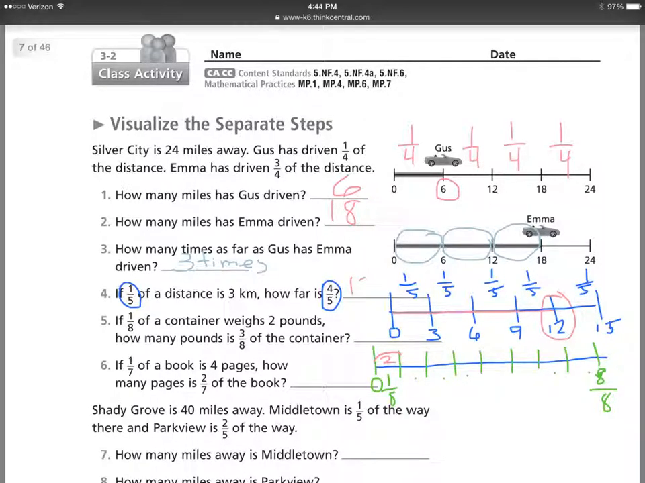Therefore, 3/8 would be 2 pounds plus 2 pounds plus 2 pounds, because this is your 3/8 here. And just total up the number of pounds you have now, and that would be a total of 6 pounds. Again, now pause the video and do number 6 on your own.